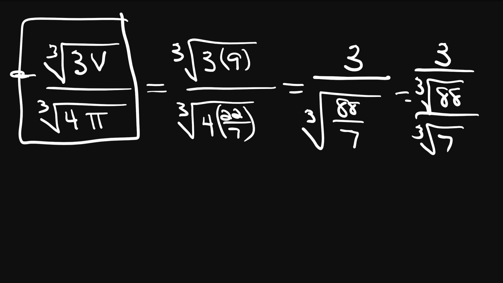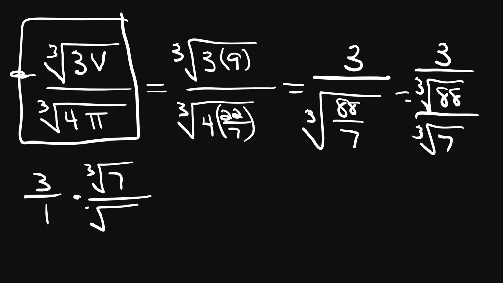Now at this point I'm going to do the keep, change, flip. This is 3, so it's going to be 3 over 1, and I'm going to keep the 3, change the sign to multiplication, and flip the bottom fraction. So up here I'm going to have the cube root of 7 over the cube root of 88. So far, so good.